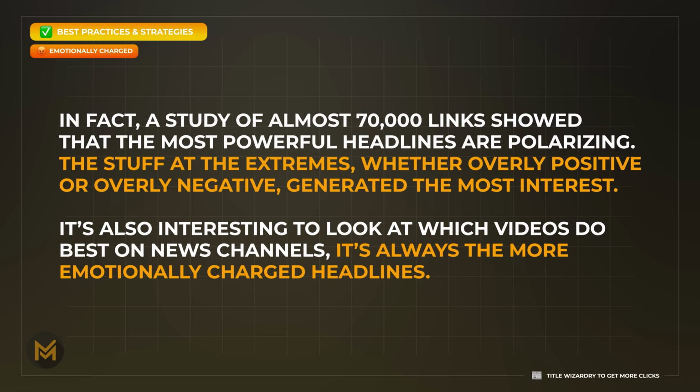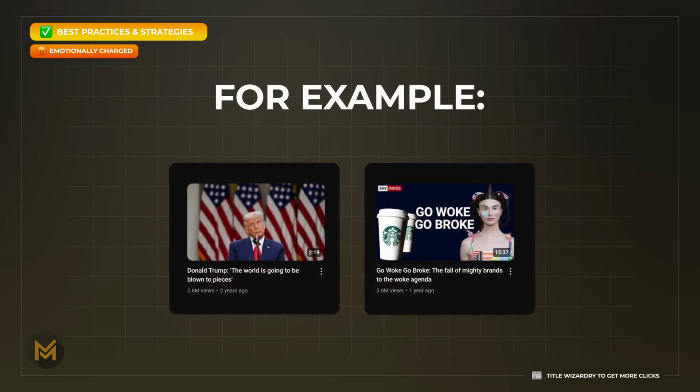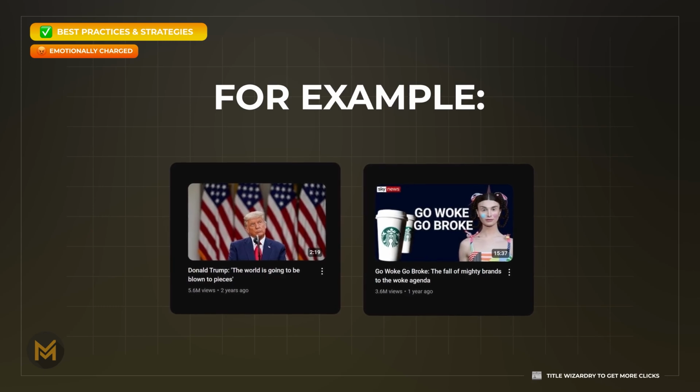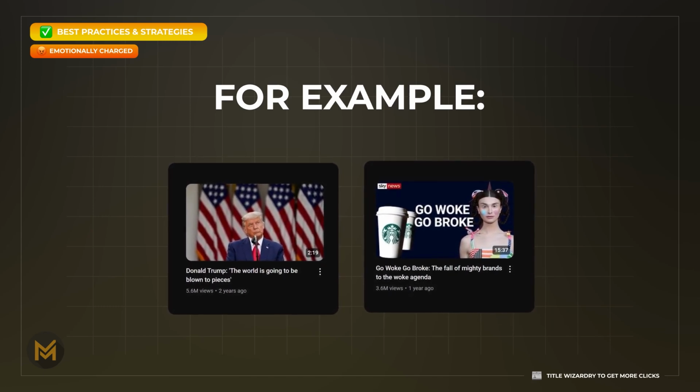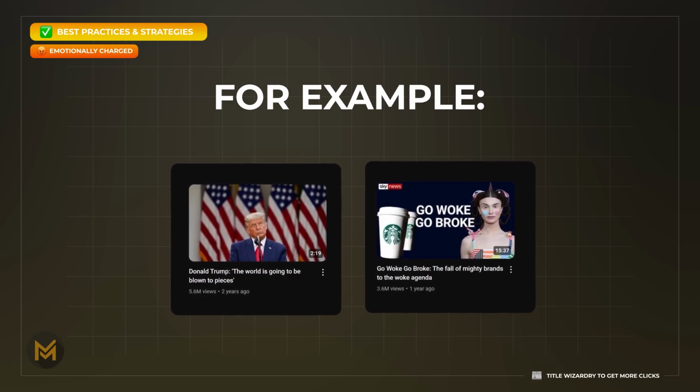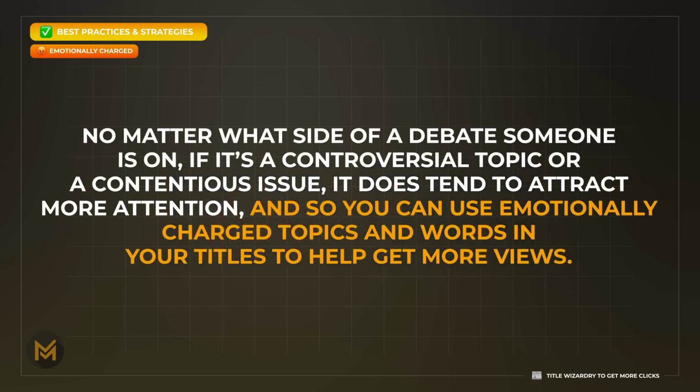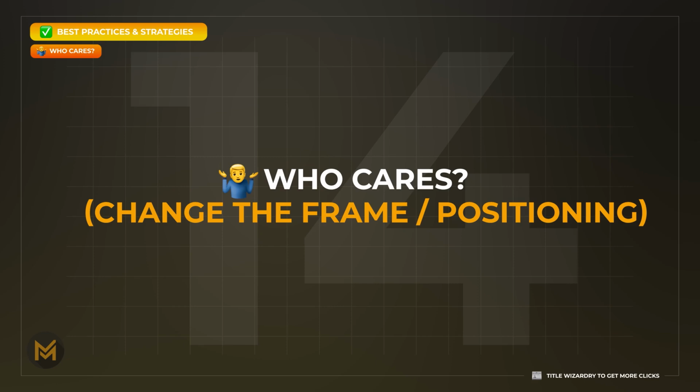It's also interesting to look at which videos do best on news channels. It's almost always the most emotionally charged headlines. For example, Donald Trump, "The world is going to be blown to pieces," 5.6 million views. "Go woke, go broke," 3.3 million views. No matter what side of a debate someone is on, if it's a controversial topic or a contentious issue, it does tend to attract more attention, and so you can use emotionally charged topics and words in your titles to help get more views.